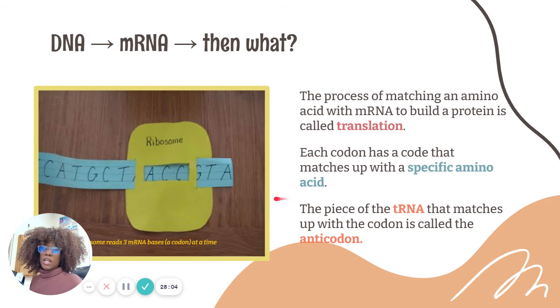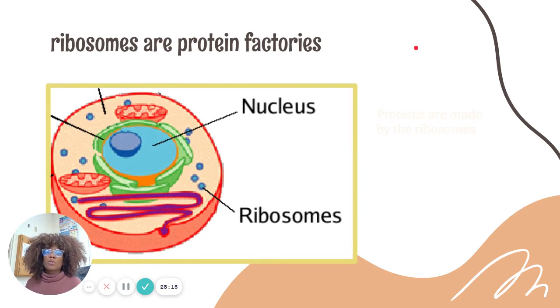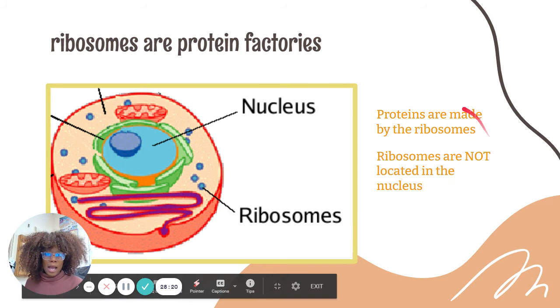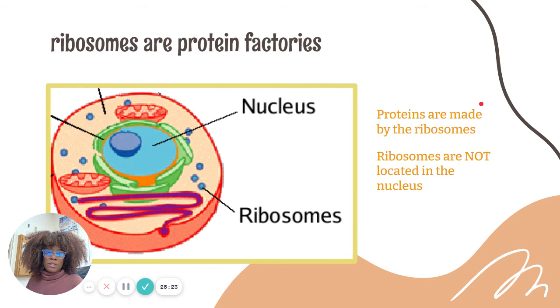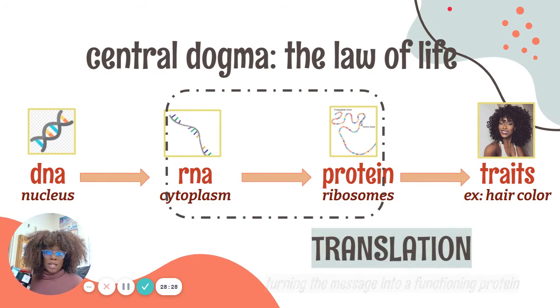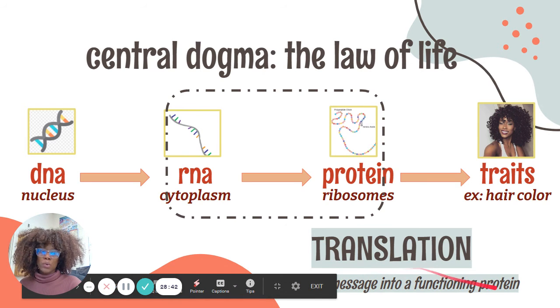Okay, the piece of the tRNA that matches up with the codon, which is very creative of them, there's a codon and there's an anticodon. That makes it easy. Codon and anticodon. Okay, so again, ribosomes are going to be those protein factories. There's ribosomes that are free floating in the cytoplasm, and they are just literally protein factories. That's their only job, is to make proteins. So that process that we just talked about was turning RNA into amino acids, which then fold and make a fully functional grown-up protein. So translation is turning that message into an actual functioning protein.